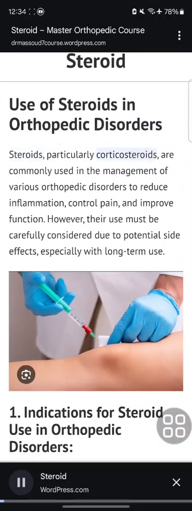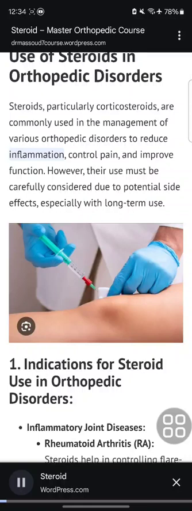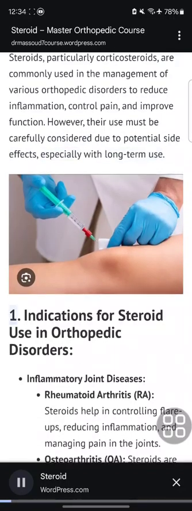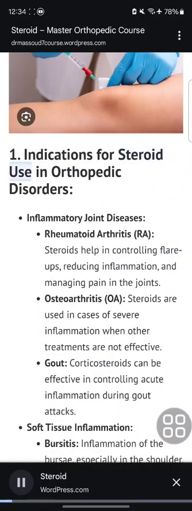Steroids, particularly corticosteroids, are commonly used in the management of various orthopedic disorders to reduce inflammation, control pain, and improve function. However, their use must be carefully considered due to potential side effects, especially with long-term use. 1. Indications for steroid use in orthopedic disorders.